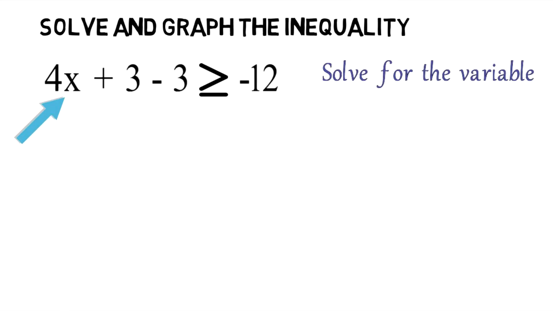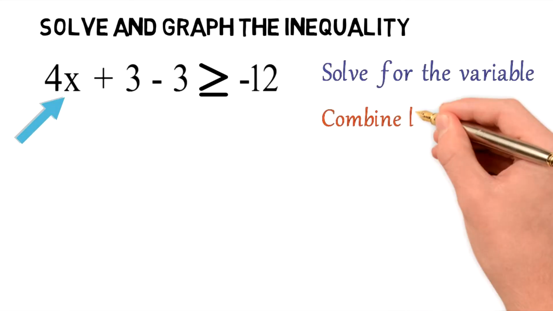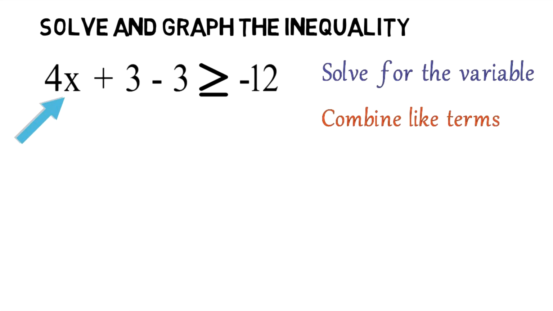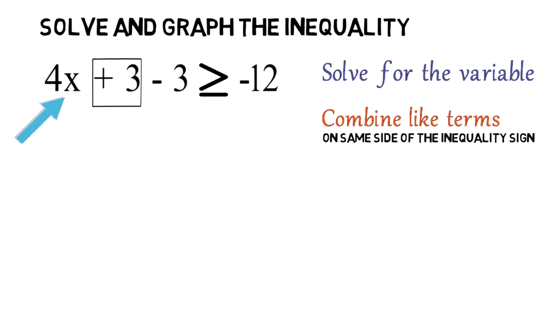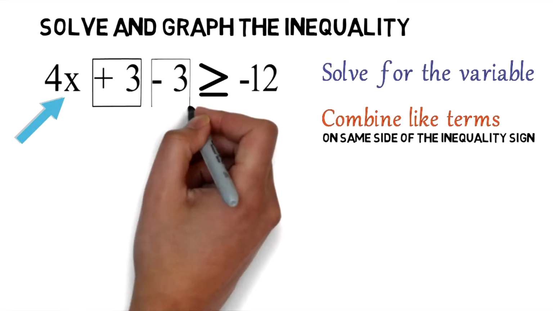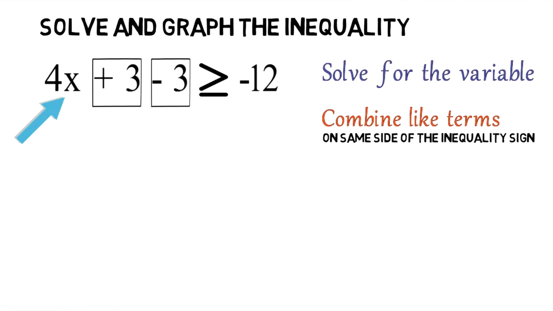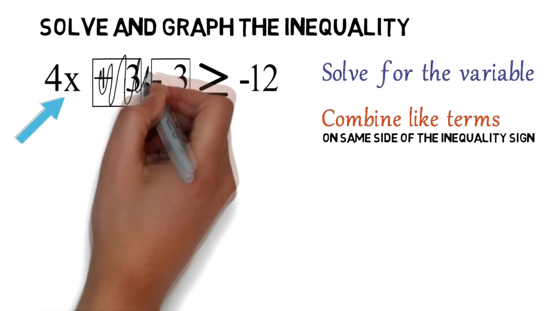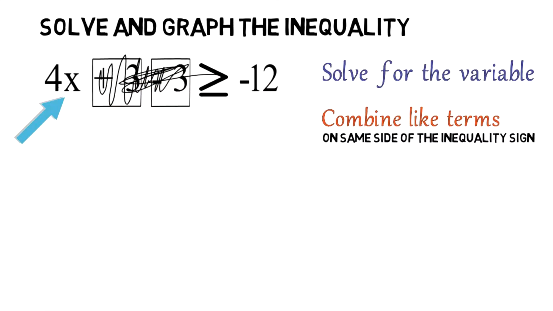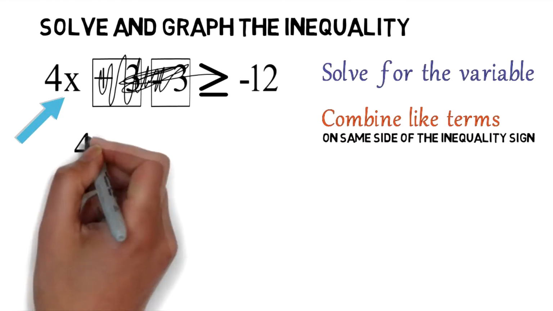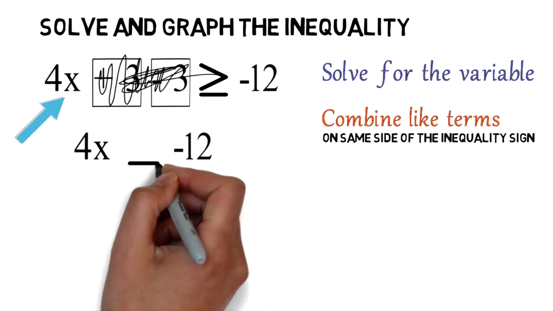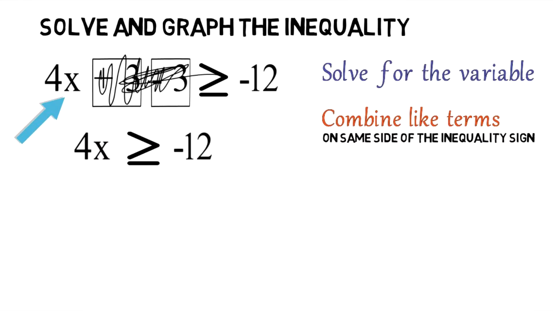Basically, they're asking for you to please solve for the variable. There's your variable, the x, and what you want to do here is first combine like terms. When combining like terms, make sure you combine like terms on the same side of the inequality sign. So on the left side, you have plus 3 and minus 3, which are both constants. You can combine those and they cancel each other out. And then you're left with 4x is greater than or equal to negative 12.